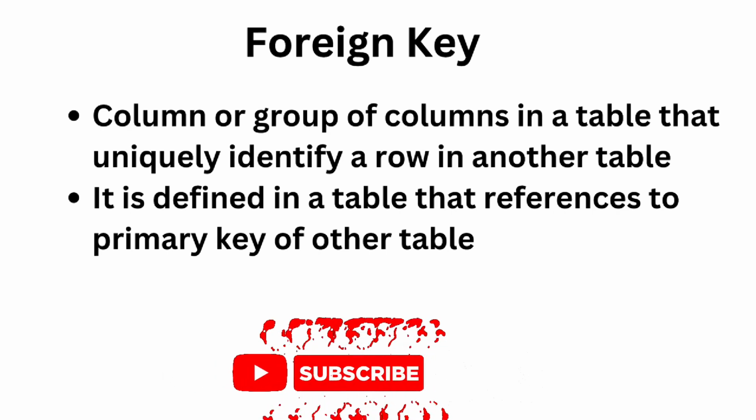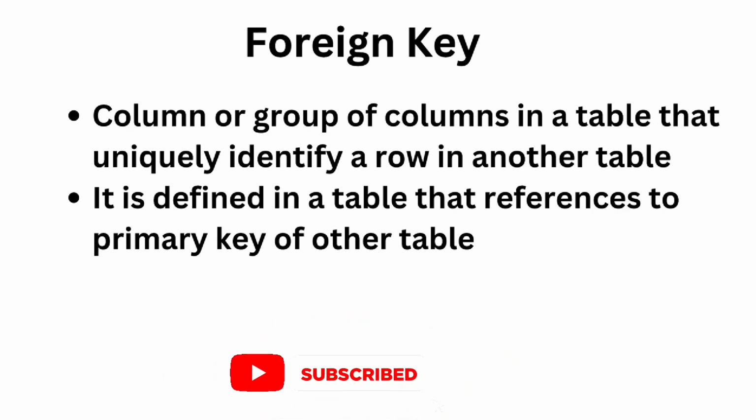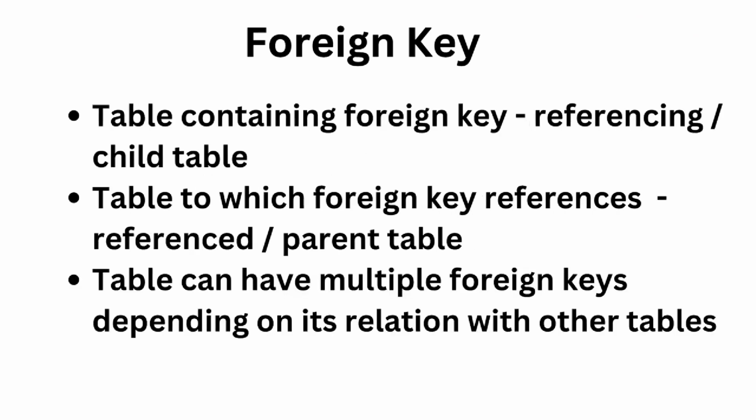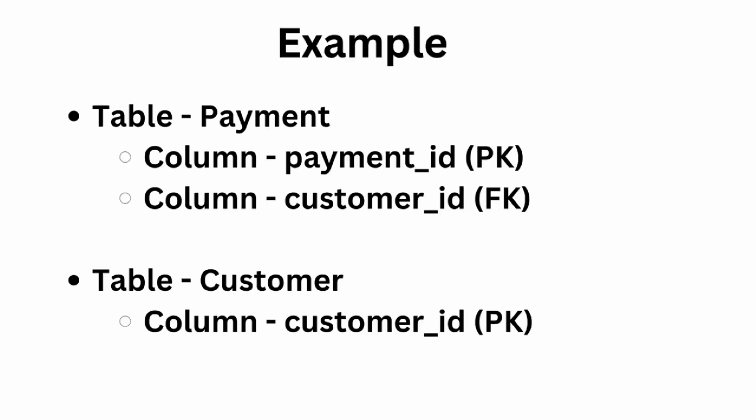Now let's discuss a foreign key. A foreign key is a field or group of fields in a table that uniquely identifies a row in another table. A foreign key is defined in a table that references the primary key of the other table. The table that contains the foreign key is called the referencing table or child table. The table to which the foreign key references is called the referenced table or parent table. A table can have multiple foreign keys depending on its relationships with other tables.